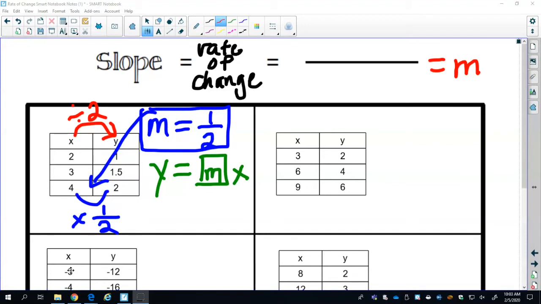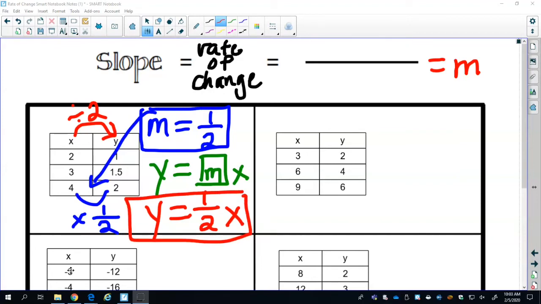So if I want to replace m, instead of m, I'm going to use my slope because it says slope is 1/2. So my equation for this line is y equals 1/2 x. So we calculate the slope, we plug in the slope for m, and then rewrite our equation. Any questions?